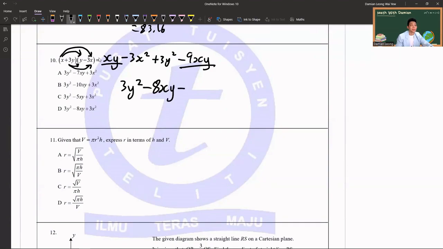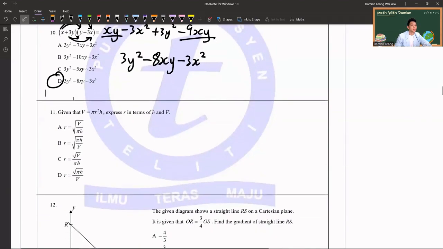Then minus 3x squared. There is a mistake in the question here. It should all be minus here. Okay, so answer should be D. But it should be minus.